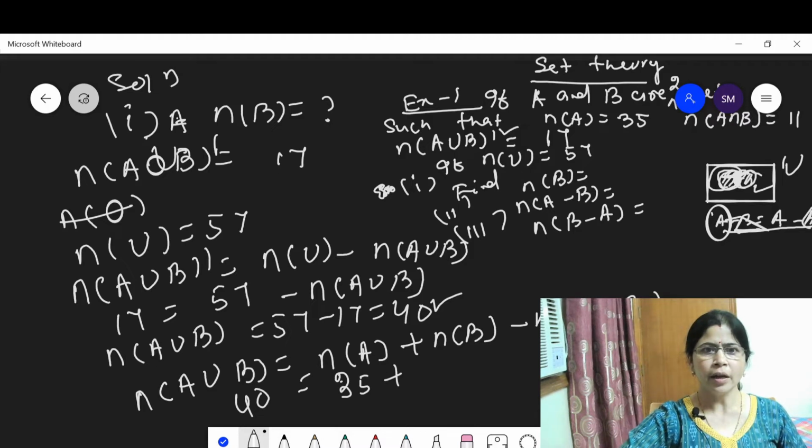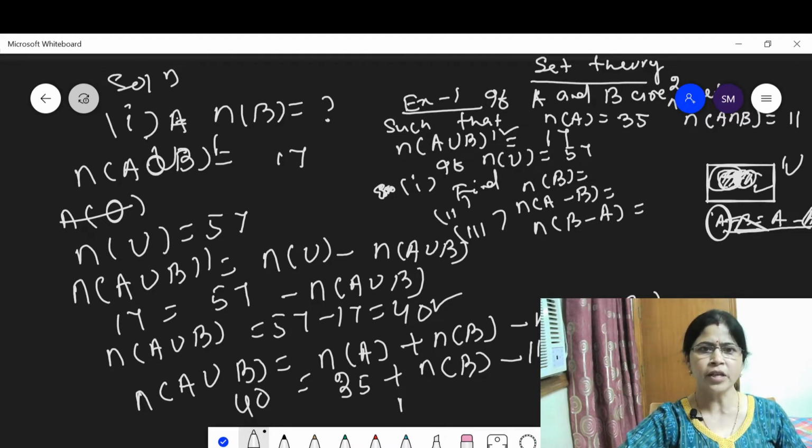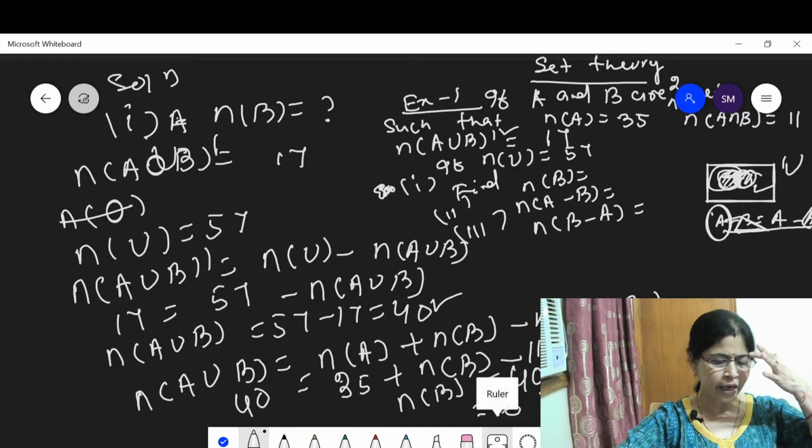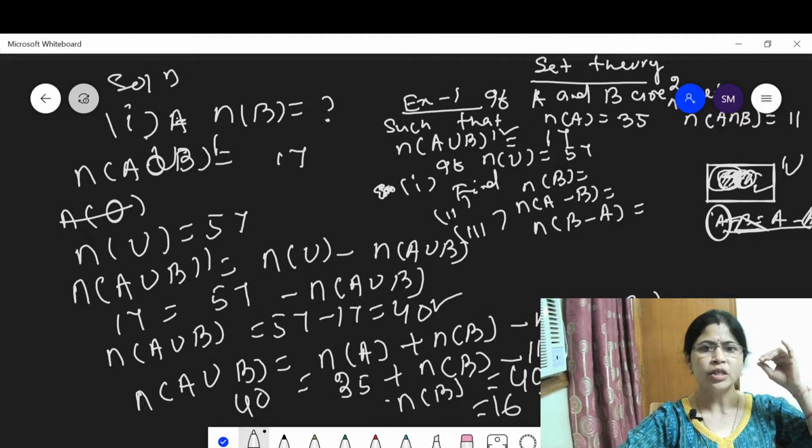Then we have to find out the number of elements present in B, n(B). Here A intersection B is given as 11, so put 11 here. From this data we come to the conclusion that the number of elements present in B is equal to 40 minus 35 plus 11, which is equal to 16.